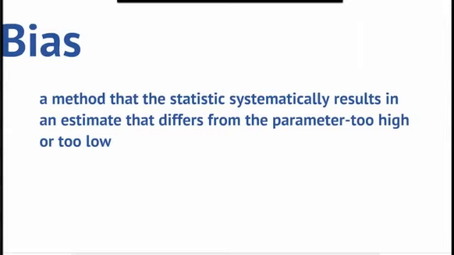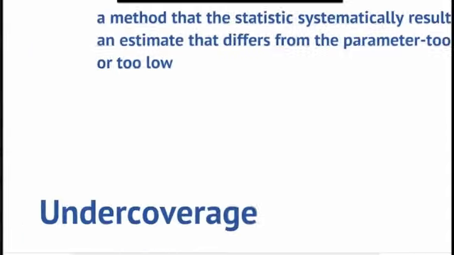A bias is a method where the statistic systematically results in an estimate that differs from the parameter, too high or too low. Alright, so that means that my sample, my statistic, the value from the sample, will be off from what it should be. It might be overestimating or underestimating, and we'll get some practice with that.